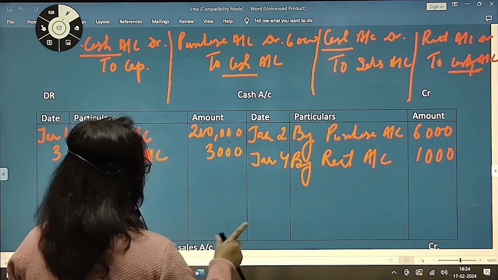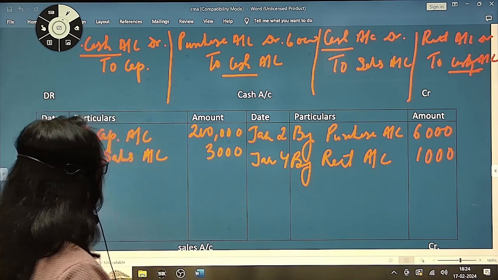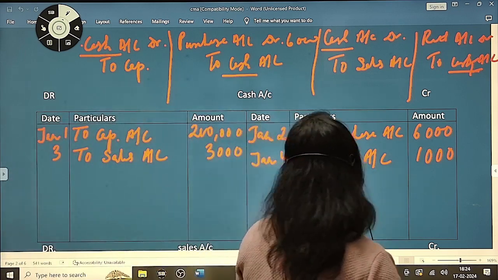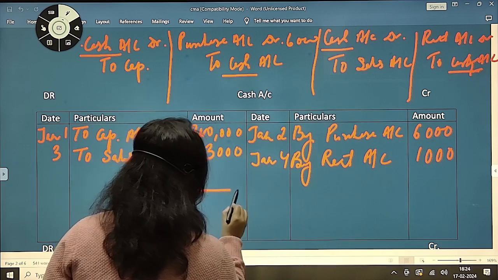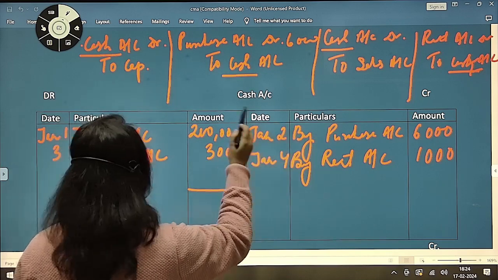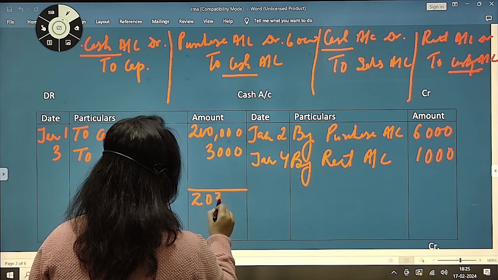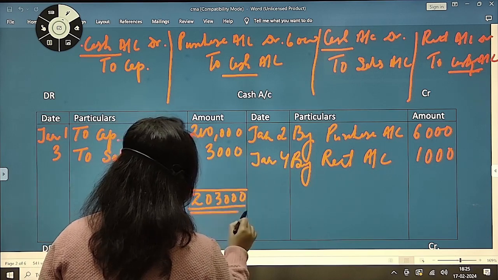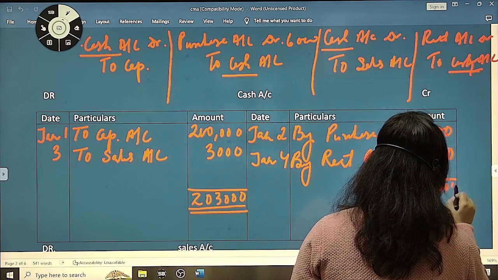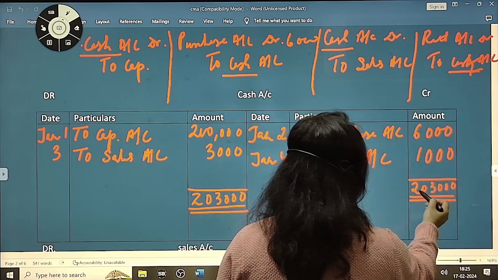Fine? Okay. So now if we have to balance it, which side is more? Debit side is more, right? Yes, debit side is more and credit side is less. So now when we have to balance, here we will see. In capital account, we had only one account. Okay, so here we are getting 4. So this side debit side is more, 2 lakh 3,000. So this side also we will balance 2 lakh 3,000.